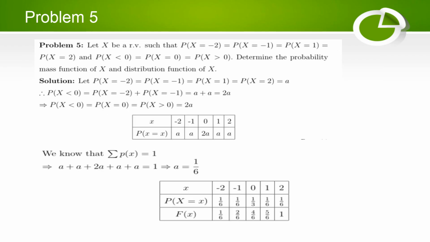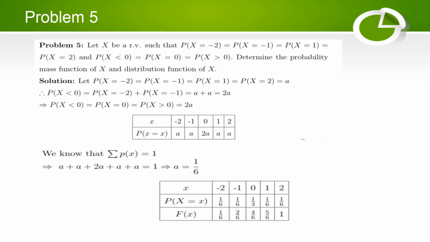Problem 5. Let x be a random variable such that P of x equals minus 2 equals P of x equals minus 1, P of x equals 1 equals P of x equals 2, and P of x less than 0 equals P of x equals 0 equals P of x greater than 0. Determine the probability mass function of x and distribution function of x.